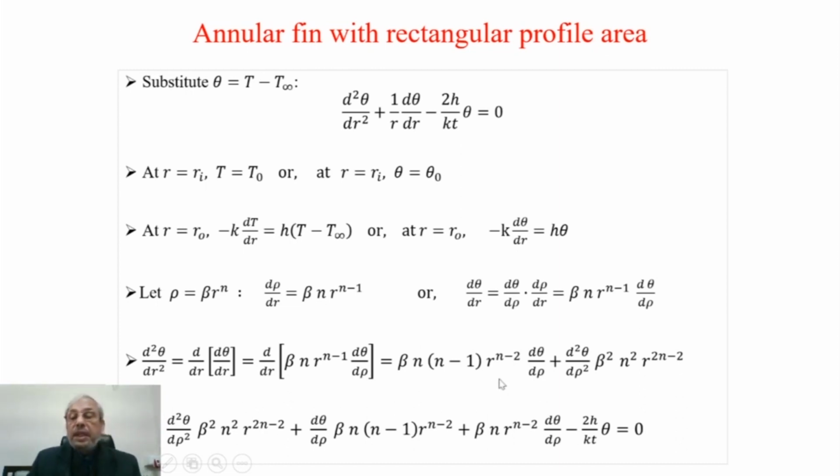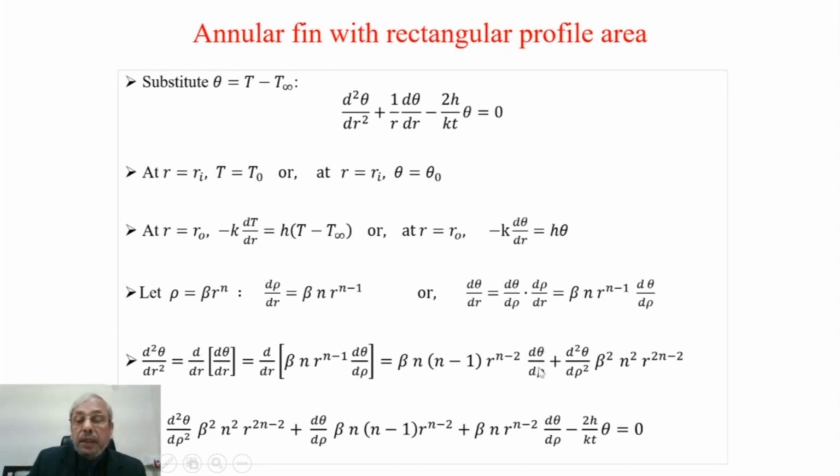So basically d theta d rho, d/dr of d theta d rho, that means again we get this second term. So d2 theta dr2, we substitute by this quantity: d2 theta d rho 2 beta square n square r to the power twice n minus 2.